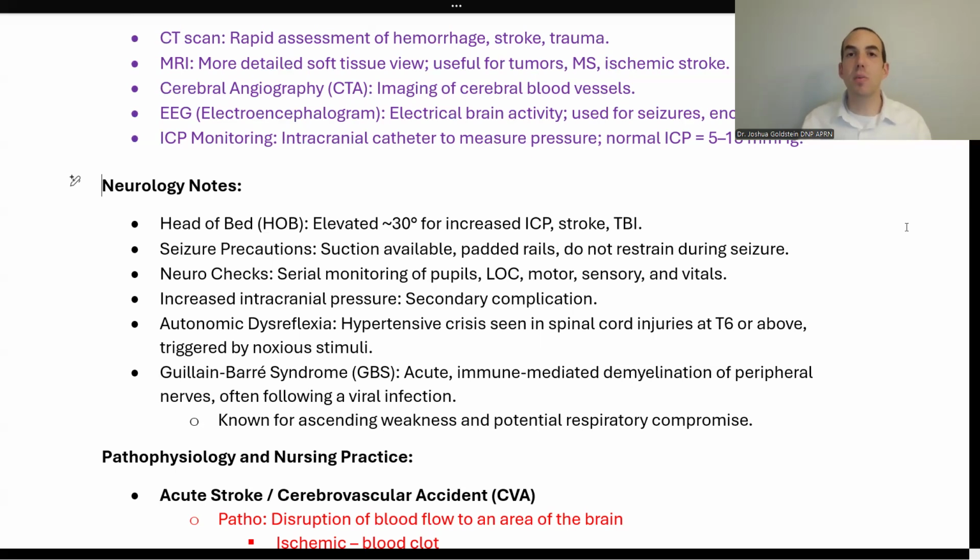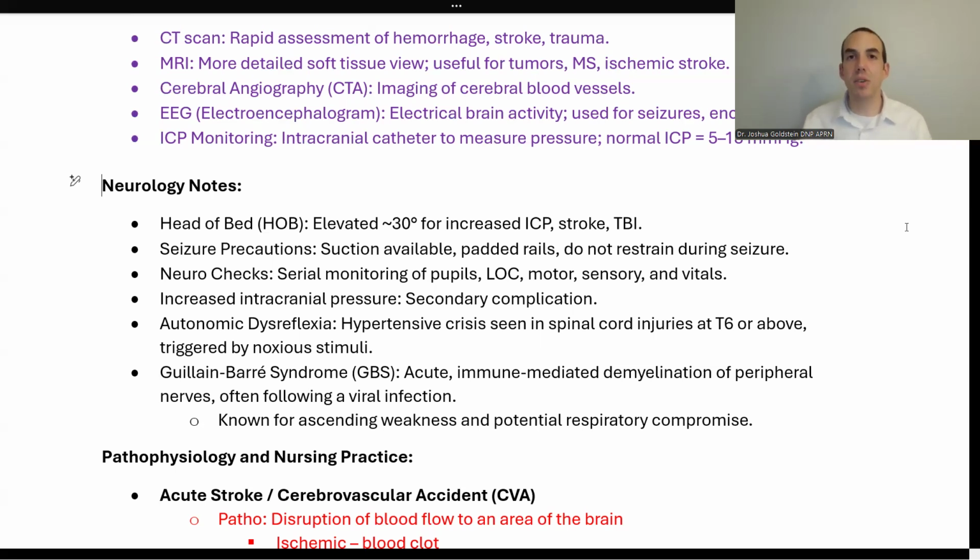So again, the things to know about this: it's a follow-up disease to viruses. Most commonly, it's a demyelination of the peripheral nerves. And that really common test question is that it's ascending paralysis, and the high priority nursing action is to watch their respiration so that it doesn't become compromised.